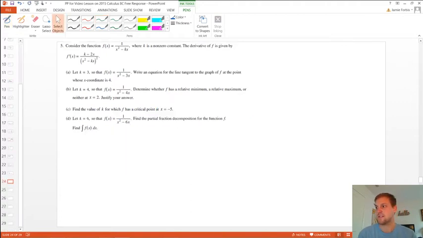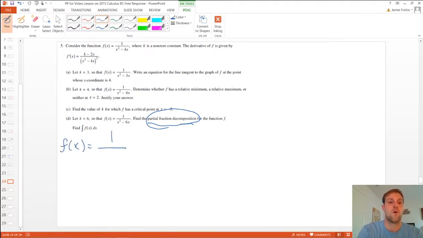And lastly, D says, let k equal 6, so that now f of x is 1 over x squared minus 6x. We want to find the partial fraction decomposition for the function f, and then find the integral. All right, well, if I'm finding a partial fraction decomposition, we've done that a bunch. We're going to say that this is the same thing as, so f of x equals 1 over the quantity x times x minus 6.